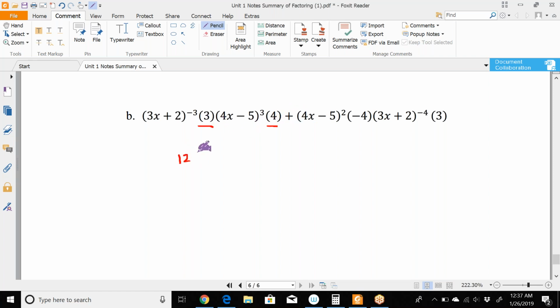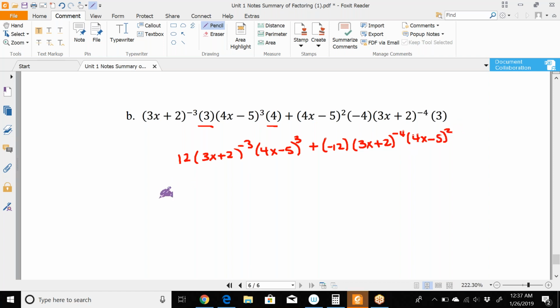So that makes this 12, 3x plus 2 to the negative 3, and then my 4x minus 5 to the third. And then plus, and this is negative 4 times 3, so that's going to be negative 12. I usually write it in the same order as the first group, so this will be 3x plus 2 to the negative fourth, and 4x minus 5 squared.